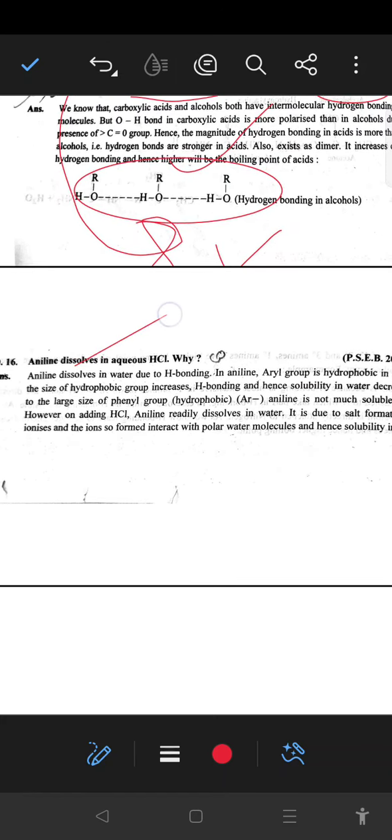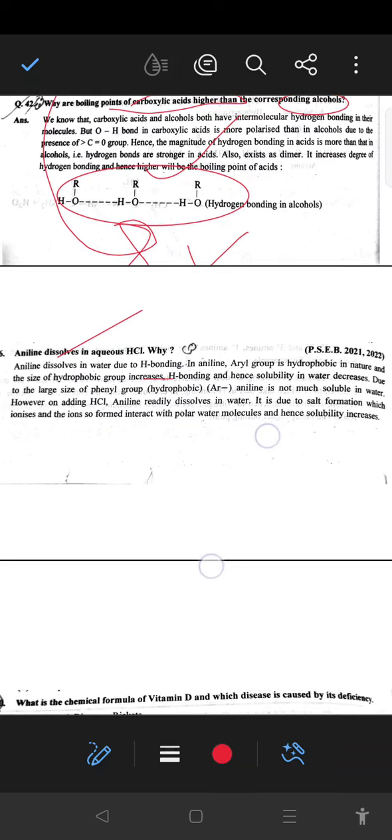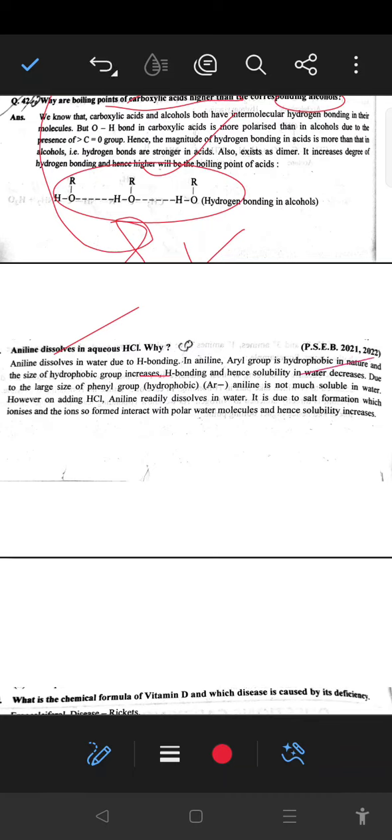Next, why does aniline dissolve in aqueous HCl? Aniline can dissolve in water through hydrogen bonding. In aniline, the aryl group is hydrophobic in nature, and as the size of the hydrophobic group increases, hydrogen bonding and hence solubility in water decreases. Due to the large size of the phenyl group, aniline is not much soluble in water. However, on addition of HCl, the aniline readily dissolves in water.